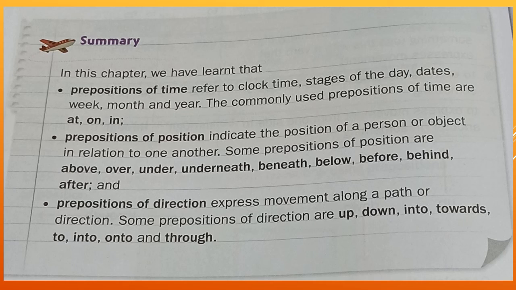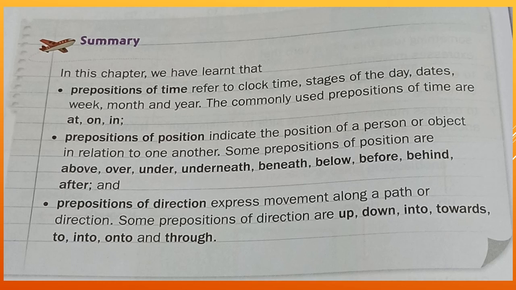Now let's go for the summary of this chapter, right? So in this chapter we have learned that prepositions are of three kinds: time, position and direction. First one is preposition of time, which refers to clock time, stages of the day, dates, week, month and year. The commonly used prepositions of time are at, on, in. If we want to use prepositions about time, there we will use at, on and in as prepositions.